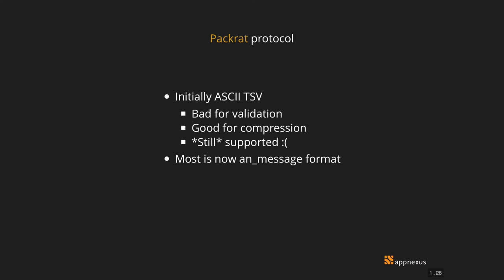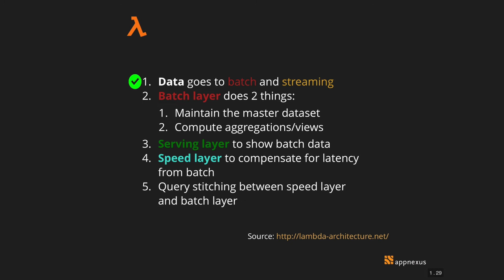Most of what we send now is AN message, and I will cover AN message in a bit more detail later. So we're done with step one of our Lambda architecture. We have data, a lot of it. We send it to batch via disk and courier into HDFS, and we send it to streaming via PackRat directly to Kafka. All right, now we have step one covered.